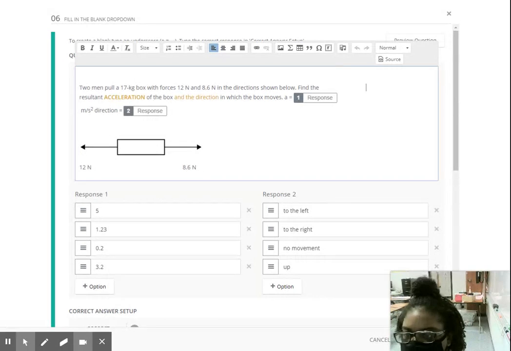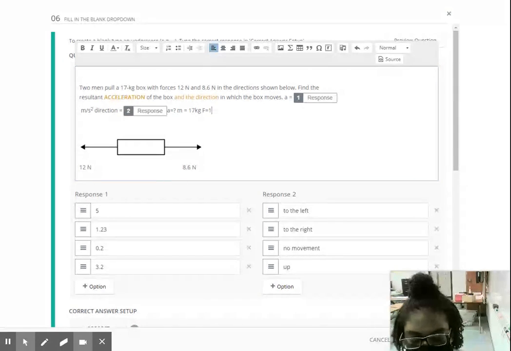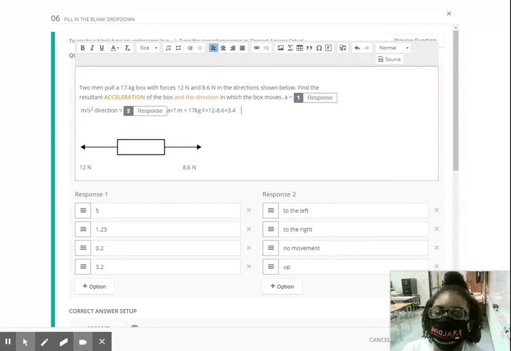Now, let's find our acceleration. So a is a question mark. Our mass is the kg number, which is 17. And then our force, we need to find the net force since we have more than one force. Well, since we have 12 and 8.6 going in opposite directions, we need to subtract. That equals 3.4. So my net force, the overall force, the sum of the forces is 3.4.